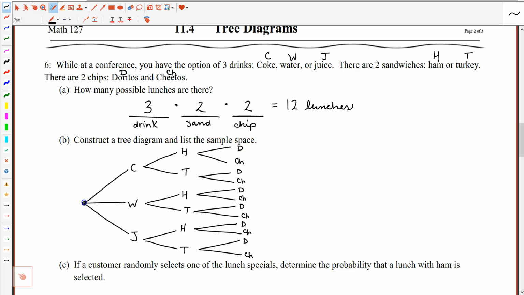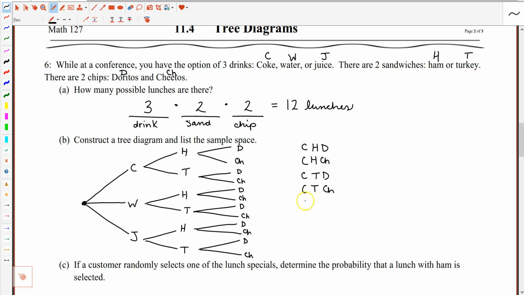So we're going to start here at the beginning and go all the way out to the end of a branch. So you would have C, H, and D. That stands for a Coke, and then a ham sandwich, and then Doritos. C, H, and then CH. That would be a Coke, ham sandwich, and Cheetos. C, T, D. That stands for Coke, turkey, Doritos. And then you could have Coke, and then turkey, and then Cheetos.